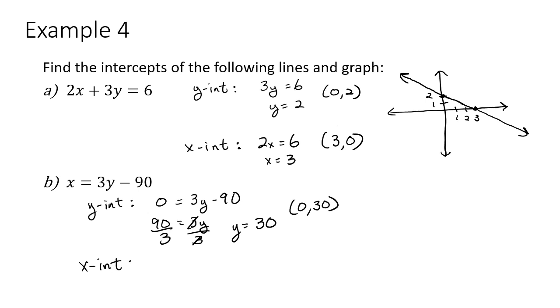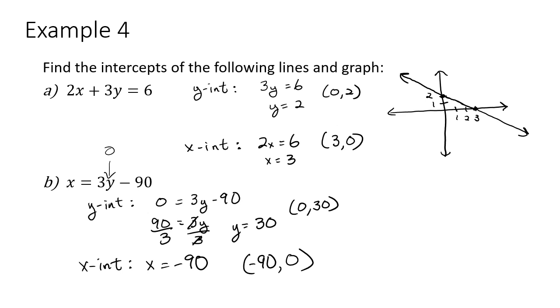For our x-intercept, this one's going to be really easy. We plug in 0 for y, which makes that first term go away. And we don't even have to solve the equation, it's already done. We just get x is equal to negative 90. So our ordered pair would have an x value of negative 90 and a y value of 0.